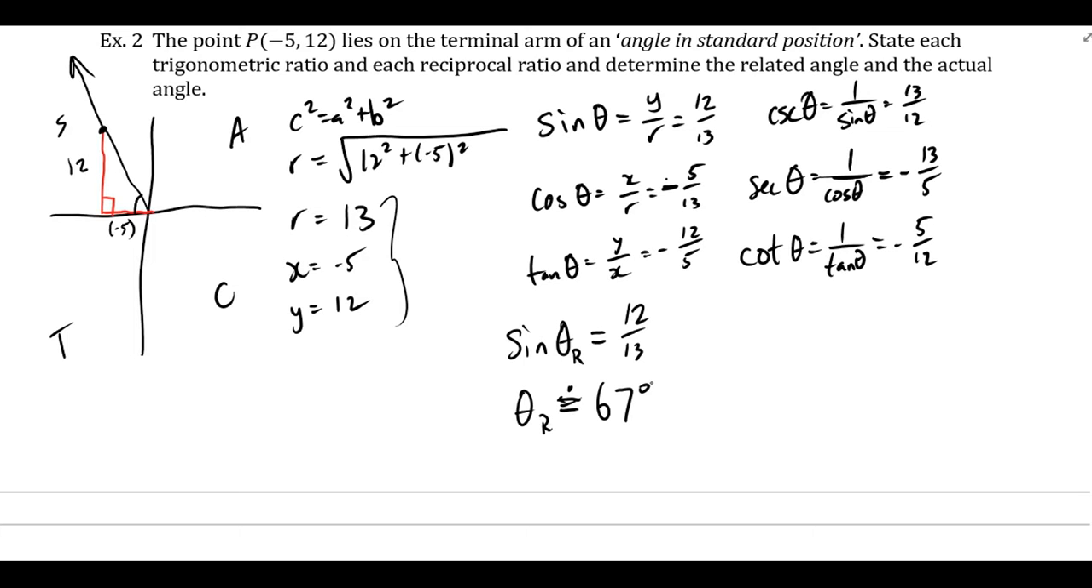But theta isn't 67 degrees. Theta is this, right? I know what quadrant we're in. So I use the quadrant 2 formula, which is 180 minus theta related. So theta equals 180 minus theta related, which is 180 minus 67.